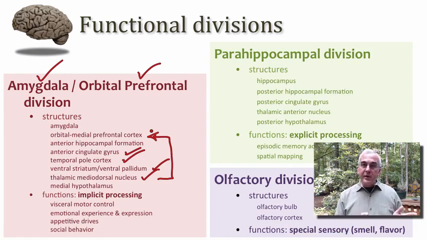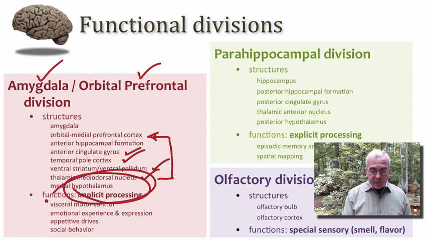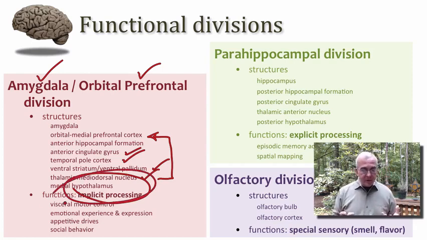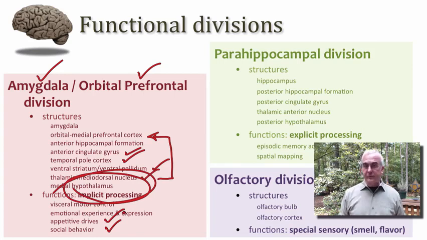So this amygdala and orbital medial prefrontal division is involved with implicit processing. So it's coordinating visceral motor activity. It is going to be central for the experience and expression of emotion. It's responsible for producing appetitive drives, and it will have a major influence over the expressions of social behaviors.